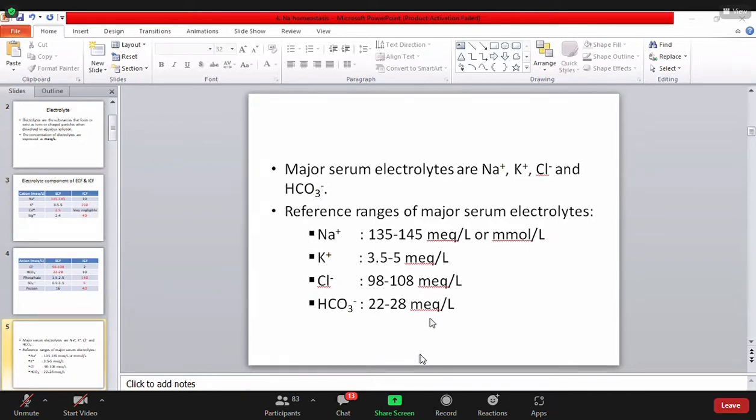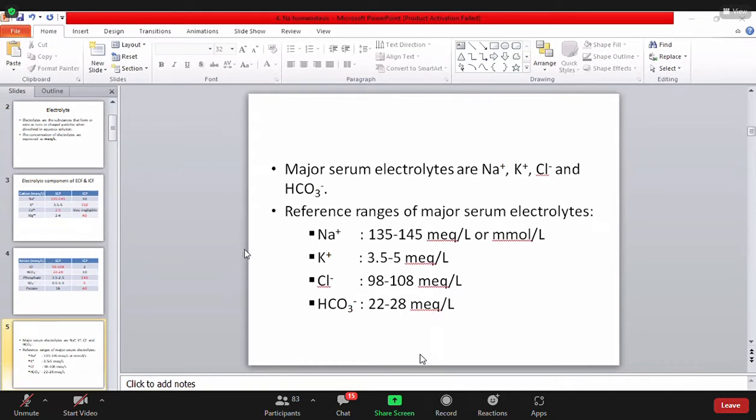So what are the normal values? Sodium normal value is 135 to 145 milliequivalent per liter or millimole per liter, as these electrolytes have one valency, so their 2 units are the same, milliequivalent per liter and millimole per liter, but milliequivalent per liter is preferable. So concentration of sodium in serum is 135 to 145 milliequivalent per liter. Potassium is 3.5 to 5. Chloride 98 to 108, and bicarbonate ion 22 to 28 milliequivalent per liter.